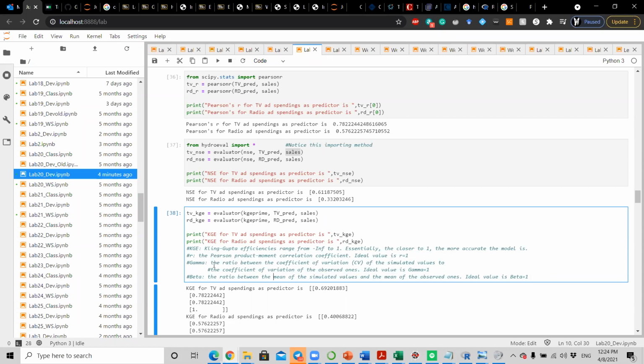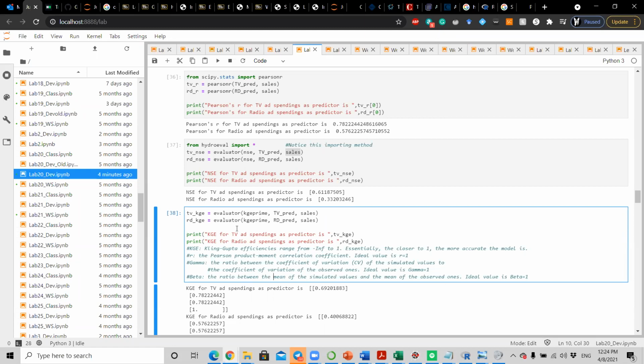It has gamma, which is the ratio between the coefficient of variation of the estimations to the coefficient of variation of the observed ones. Again, the best value for this is 1. And then you have beta, which is the ratio between the mean of the simulated values and the mean of the observed ones. This is a metric of bias. Again, you are happy when you're close to 1.